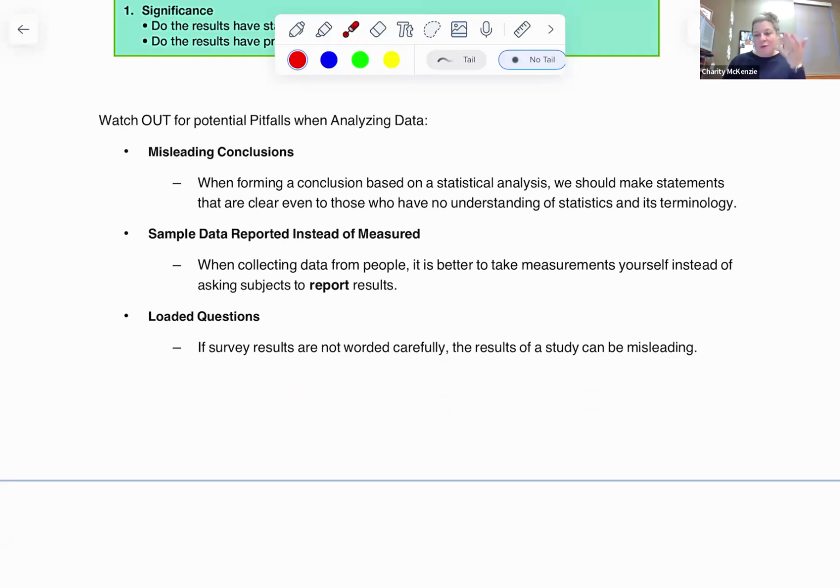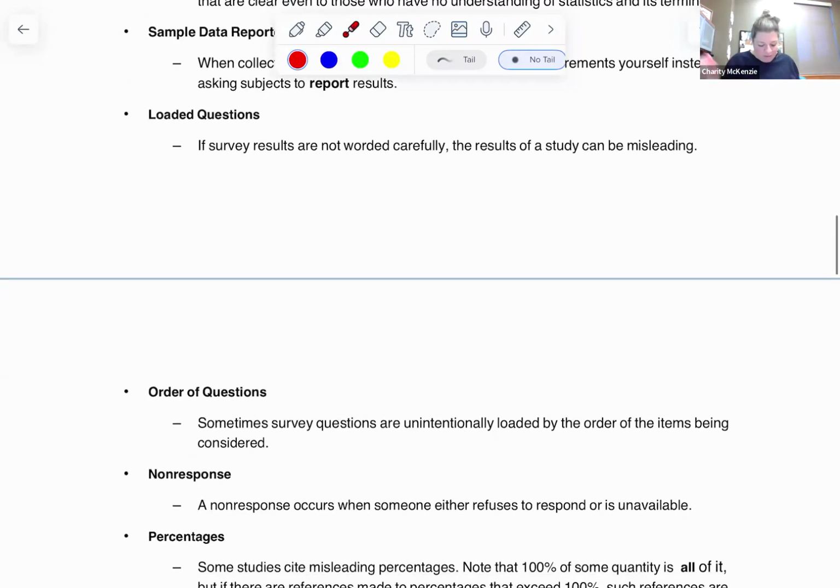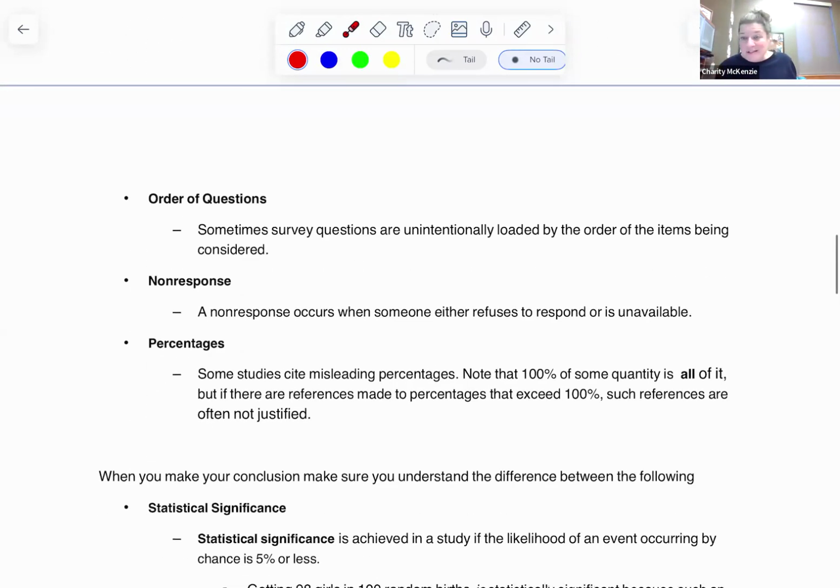Loaded questions. If you're doing a survey, you could load the questions. With the first question, usually they're more inclined to answer honestly. And as you get further along the survey, they're getting bored and don't want to answer questions anymore. They might just be guessing, A, B, C, D, just putting in whatever. Loaded questions could also be you leading them to what you want. Lots of ways. Order of the questions, I just said. Non-response is huge.